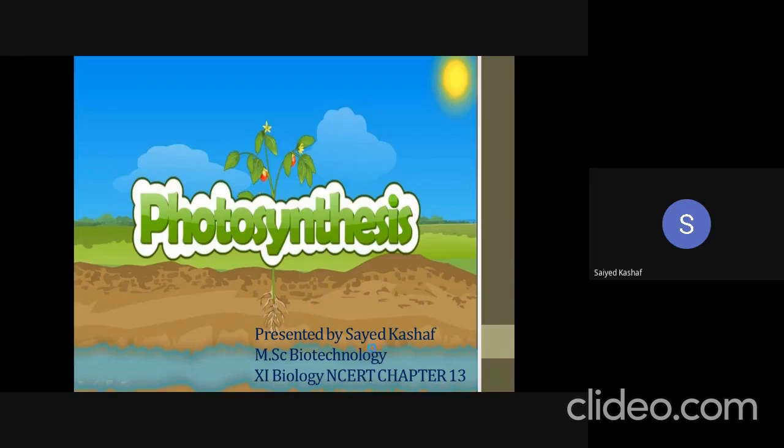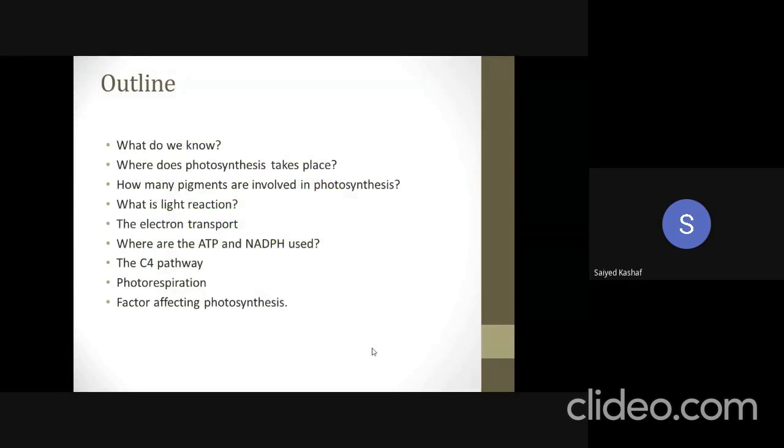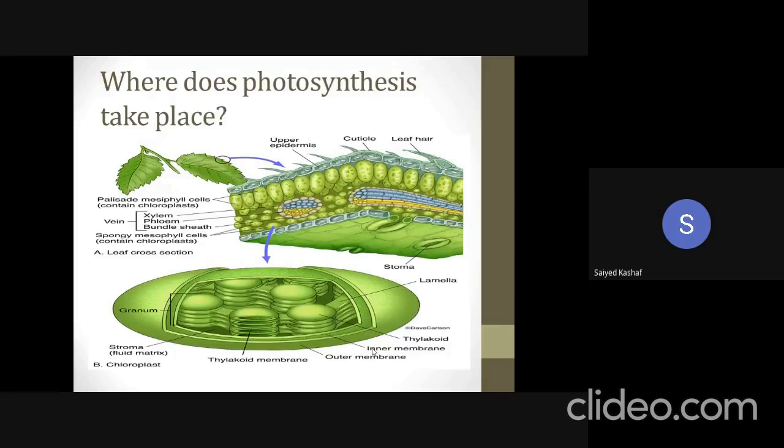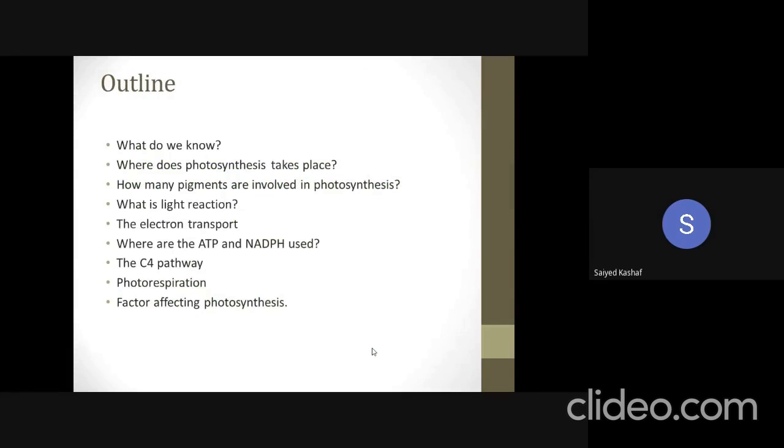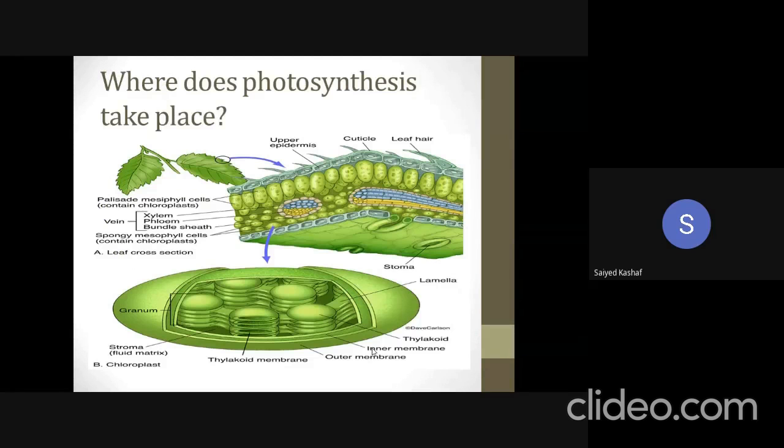We will discuss how this mechanism occurs, at which location it takes place, how many pigments are involved, what the light reactions are, where the assimilatory power is going to be used, some concepts based on the C4 pathway and photorespiration, and some factors which affect photosynthesis. This is the location where photosynthesis takes place.